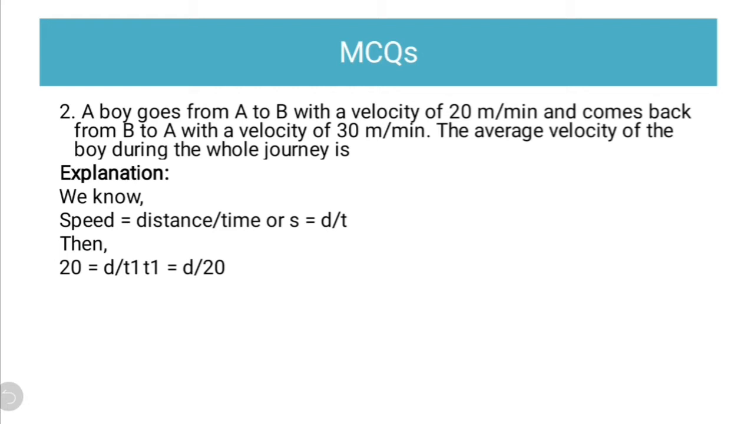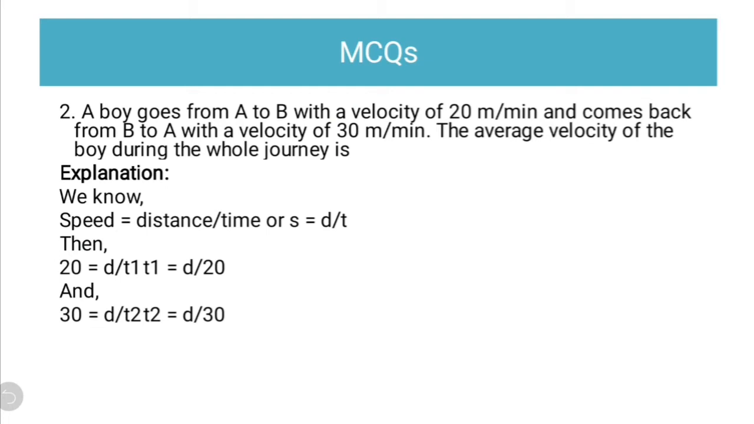So talking about the speed, 20 is equal to d upon t1, and then t1 is equal to d upon 20. Sorry for the disturbance. t1 is equal to d upon 20. That is value for time from point A to point B. Then similarly for 30 meters per minute, 30 is equal to d upon t2, because t2 is the time required for a boy to reach point A from point B. Okay, so therefore t2 will be d upon 30.